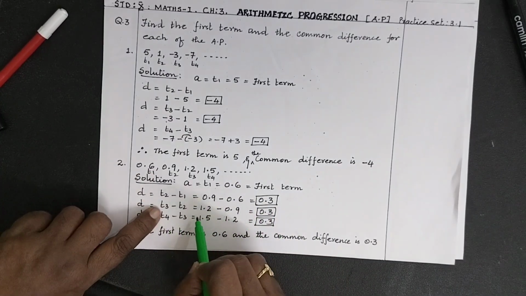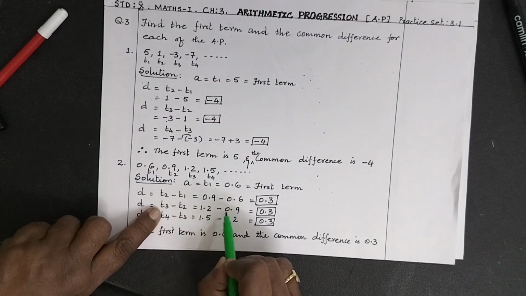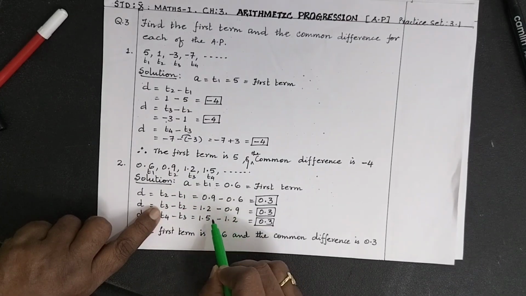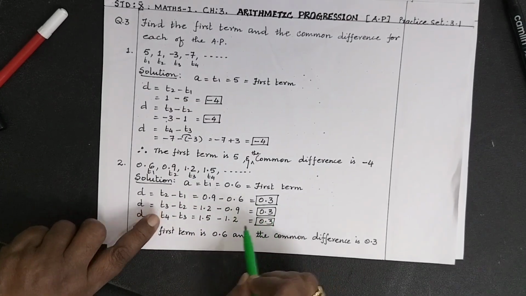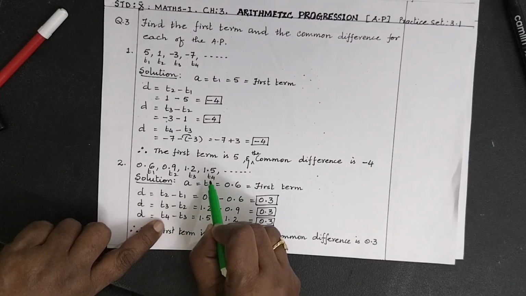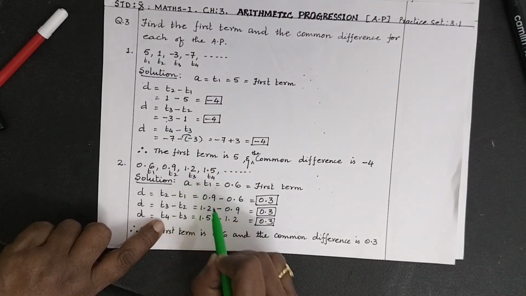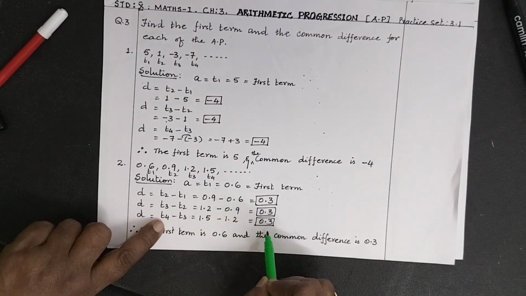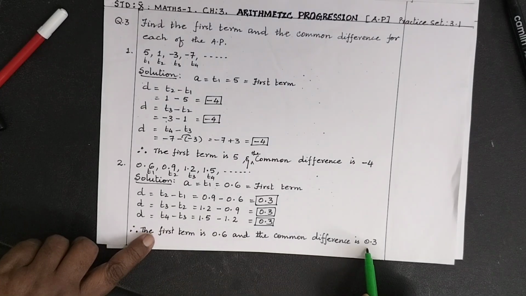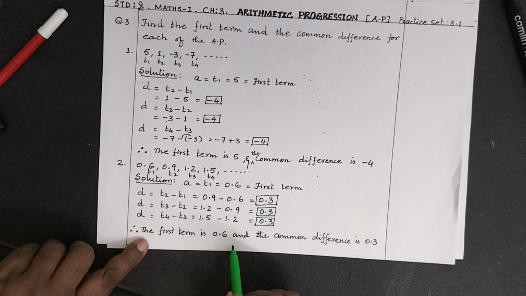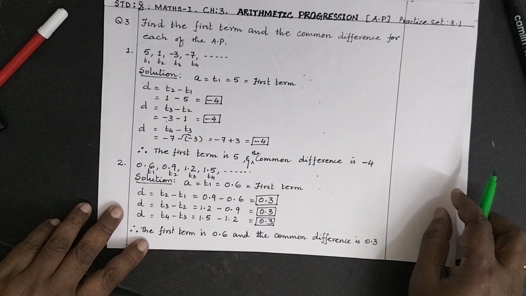Similarly here T3 is what? 1.2 minus 0.9. So again it is 0.3. Next T4 is 1.5 minus 1.2. Again it is 0.3. Therefore the common difference is 0.3. The first term is 0.6.